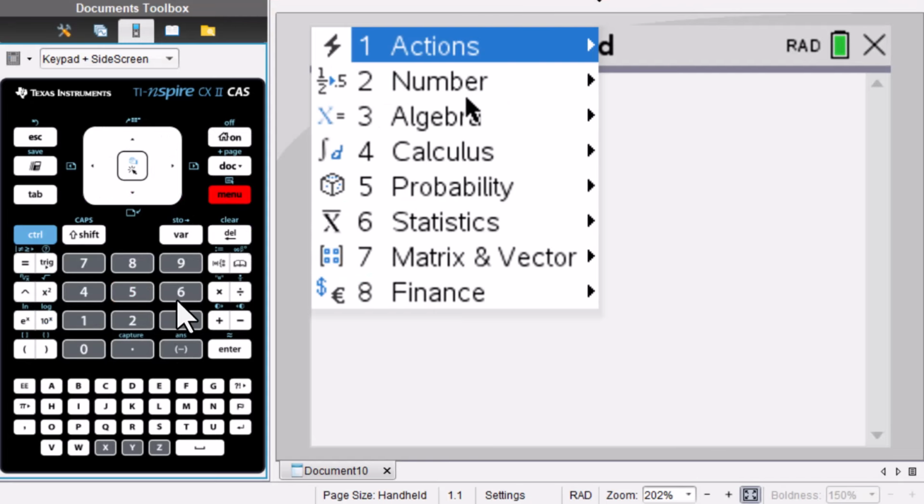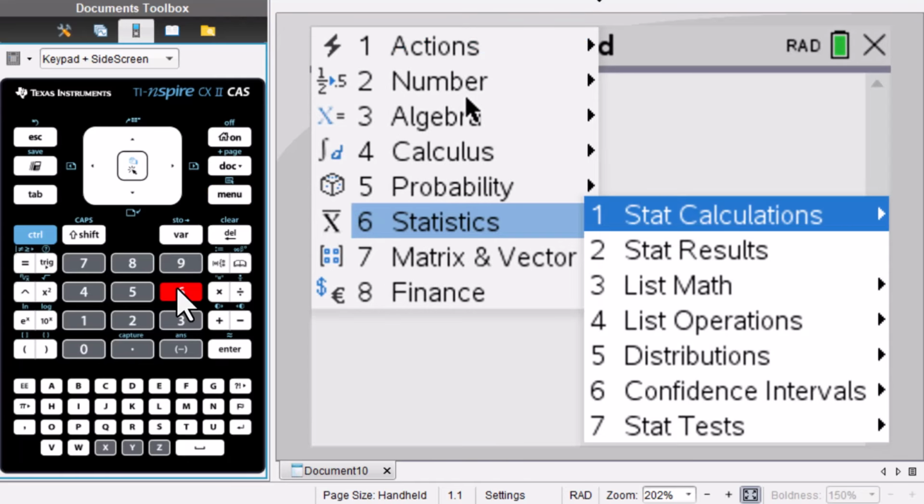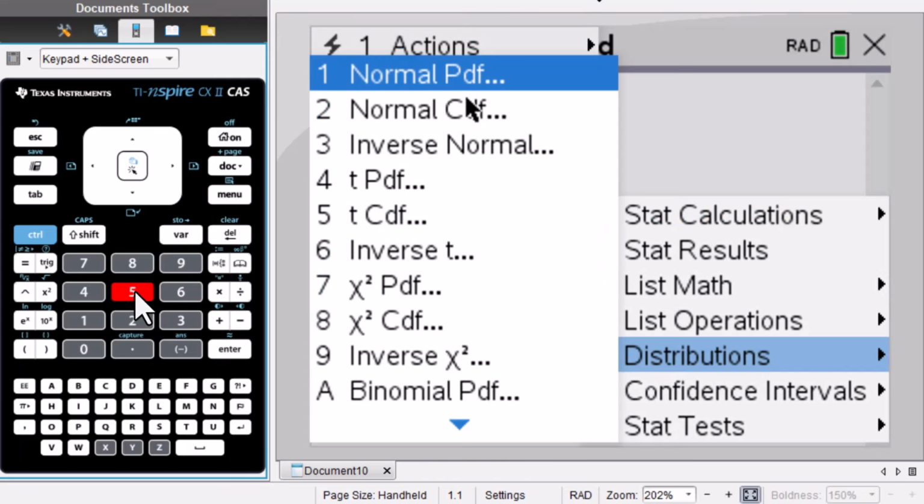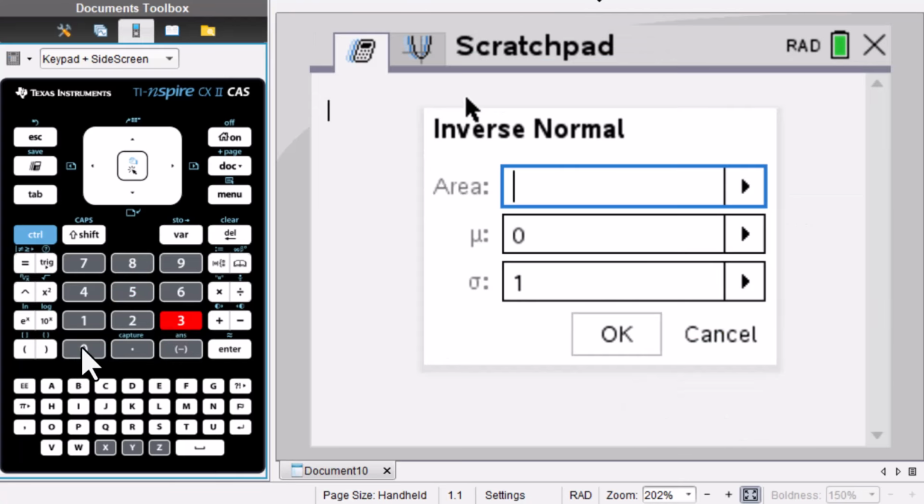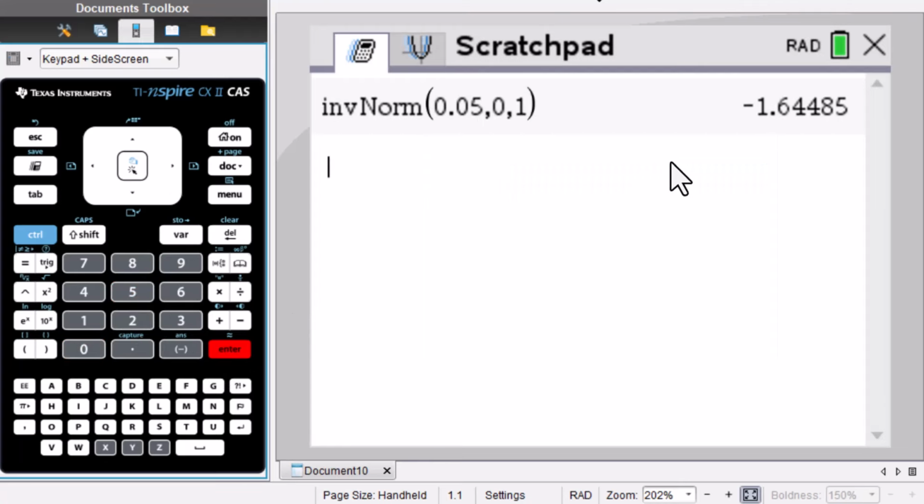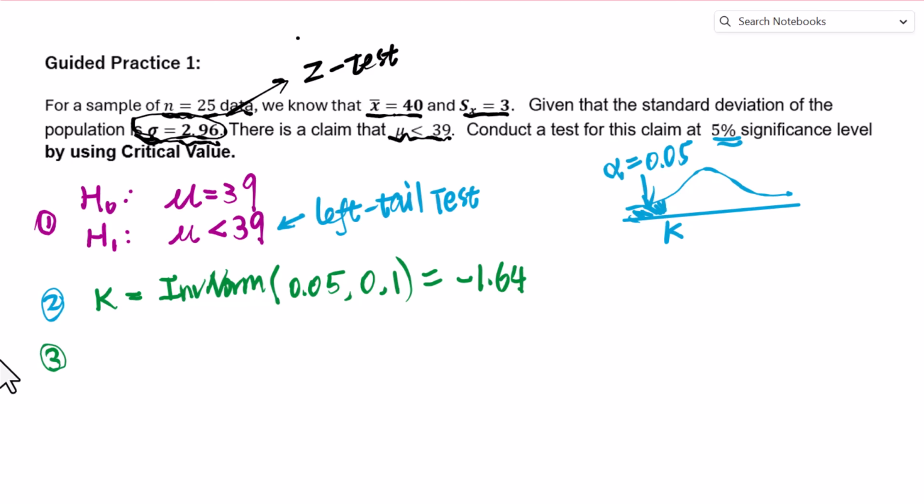Menu, 6, go to 5, 3 inverse norm, area 0.05. Enter, enter. Answer is negative 1.64. Third step, we need to figure out z value.